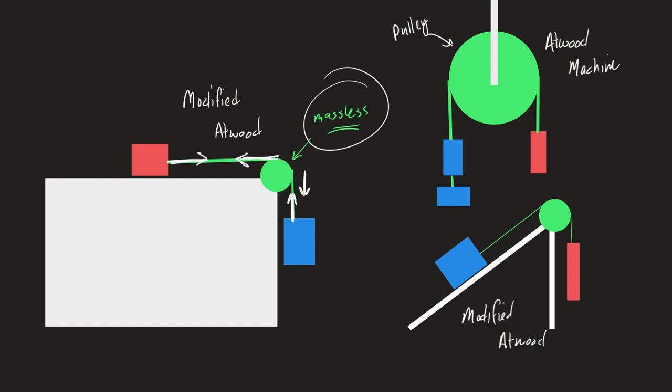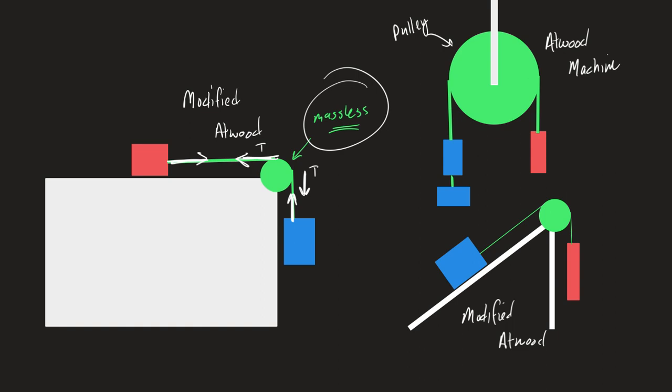As long as the pulley is massless, this tension and this tension are the same. As long as the pulley is massless, those two tensions have to be the same. The moment the pulley has mass, those two tensions are not the same.